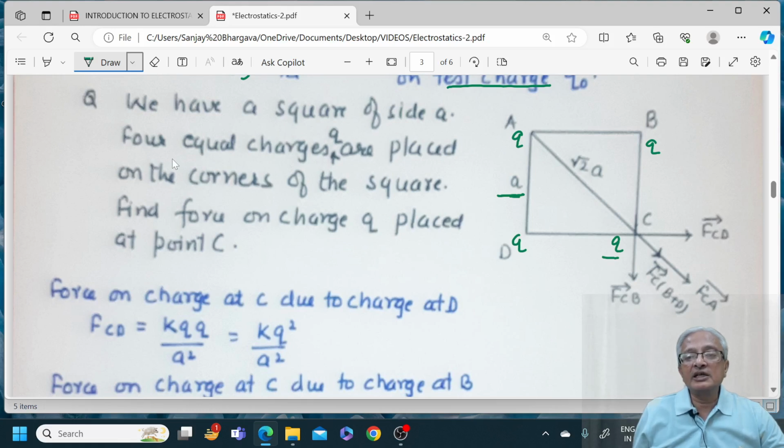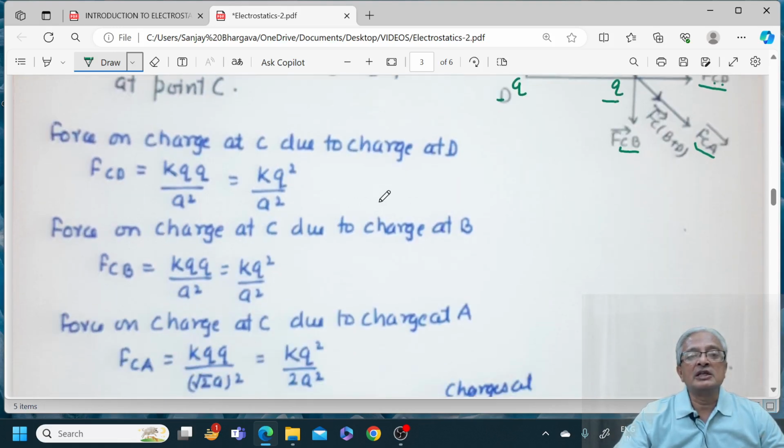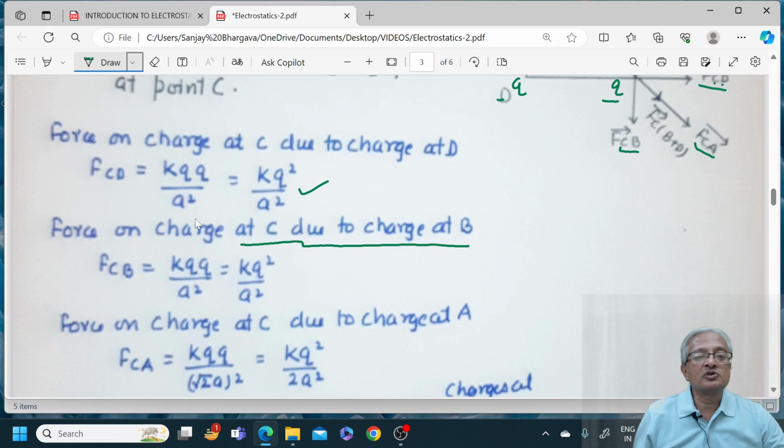Now, the charge at C would experience a force due to the charge at D, the charge at B and the charge at A. So the directions of the forces have been marked as FCD, meaning force on the charge at C due to D, force on C due to the charge at B, force on C due to the charge at A. So we can calculate the force on charge C due to the charge at D: K Q1 Q2 upon the square of the distance, and that is A square. So finally it is K Q square upon A square. Similarly, I can calculate the force on the charge at C due to the charge at B, and that also comes out as K Q square upon A square.